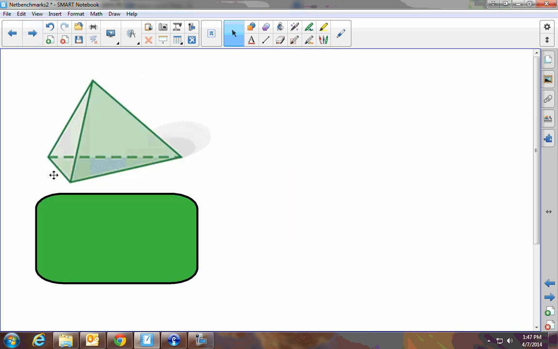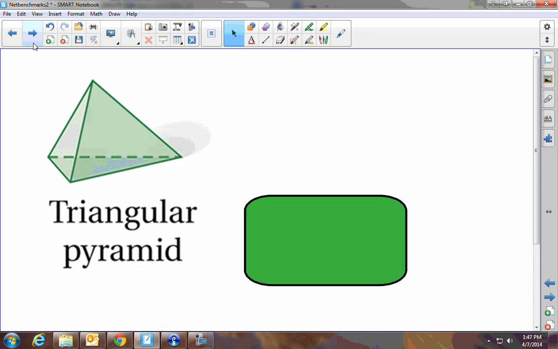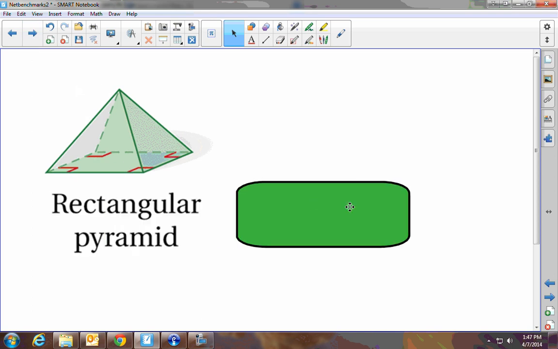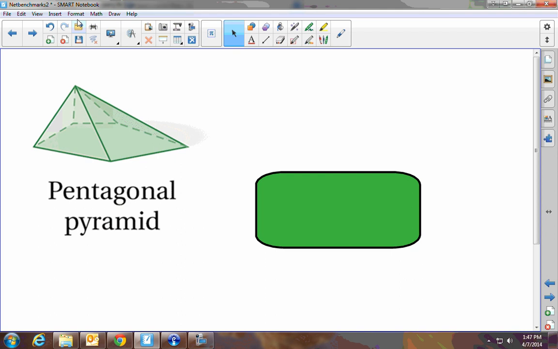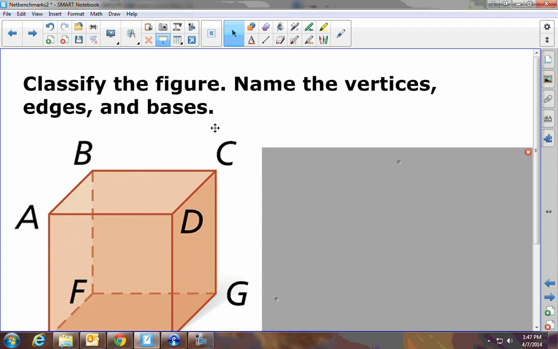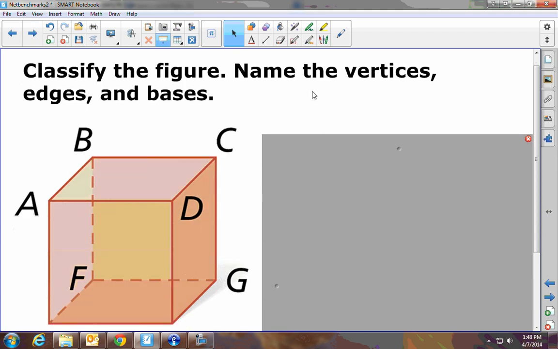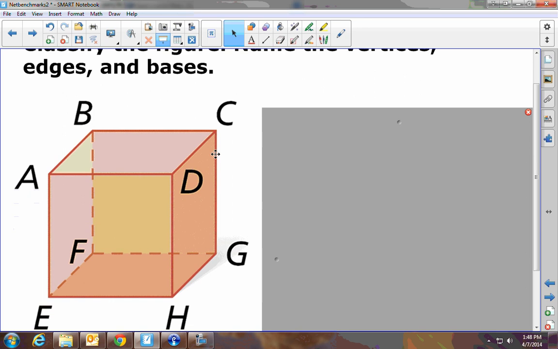This is not a prism, this is a pyramid. To know what kind of pyramid, we look at the base. It's a triangle, so it's a triangular pyramid. Rectangular pyramid. Pentagonal pyramid. Okay.